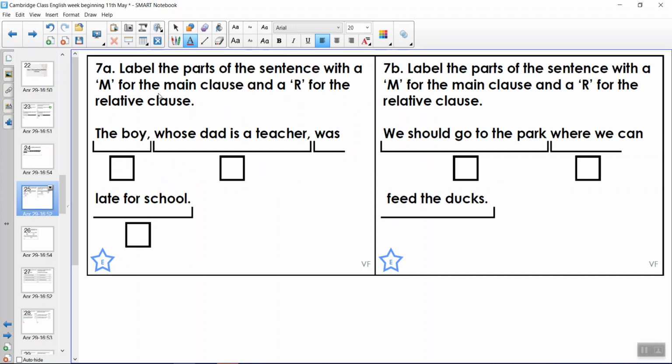Label the parts of the sentence with an M for the main clause and an R for the relative clause. Look at the first one. The boy, whose dad is a teacher, was late for school. So I know for certain that one is my relative clause. And I'm going to have to put M in the other two boxes because my main clause has been split with my relative clause.